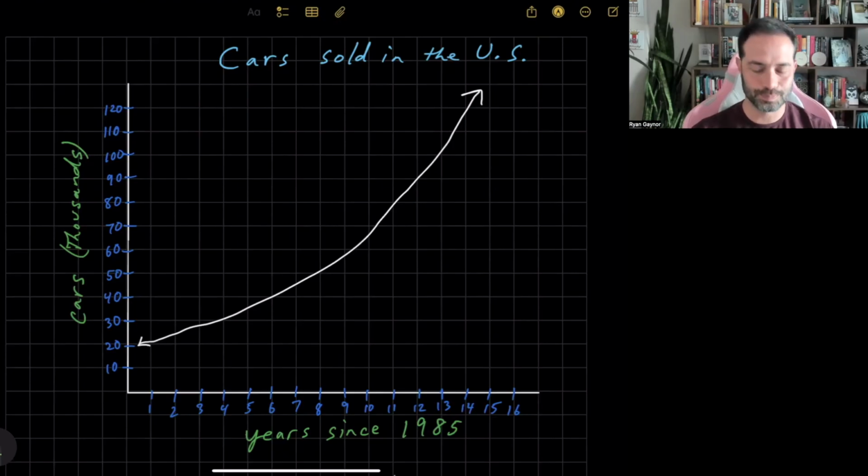Here we go. So we've got this graph here. It says cars sold in the US. The y-axis is in the thousands. We're going from 10,000 up to 120,000. And then the x-axis says years since 1985. Okay. So let's go with the first part.